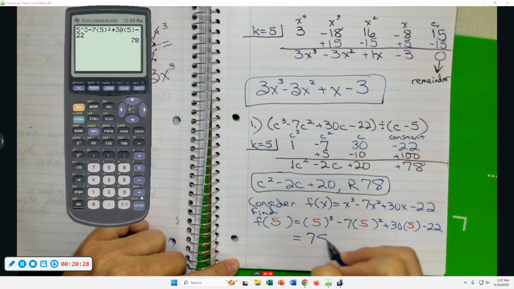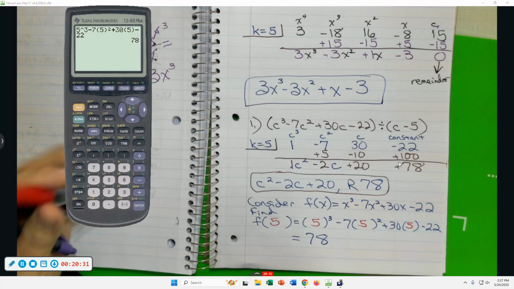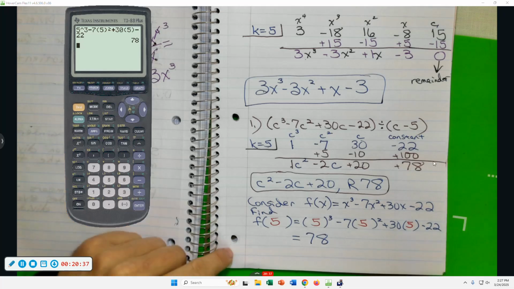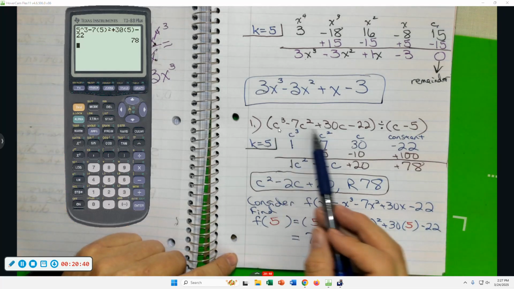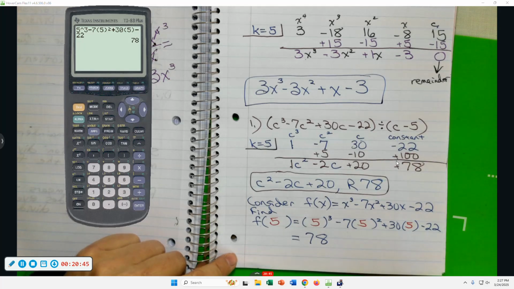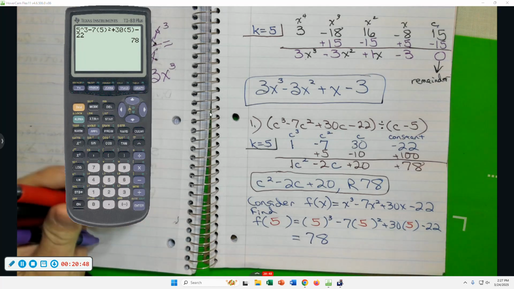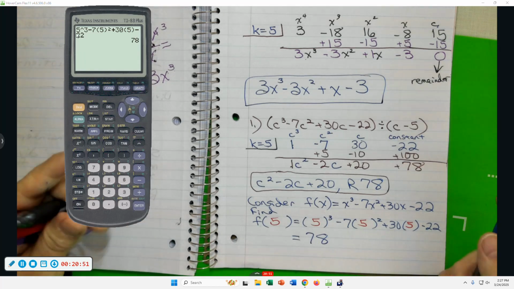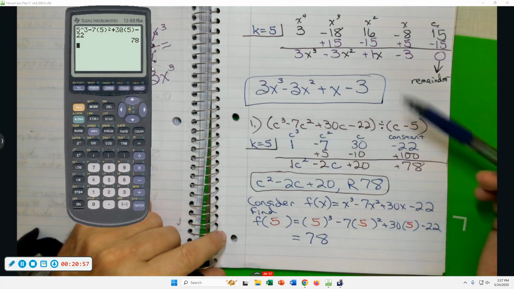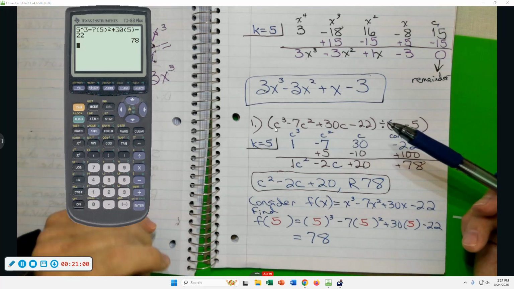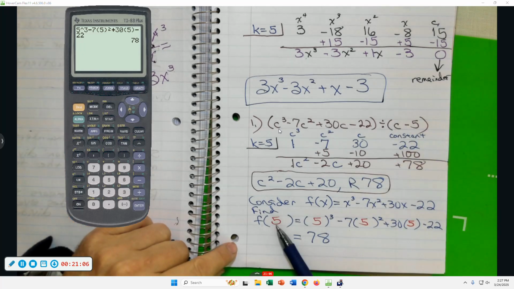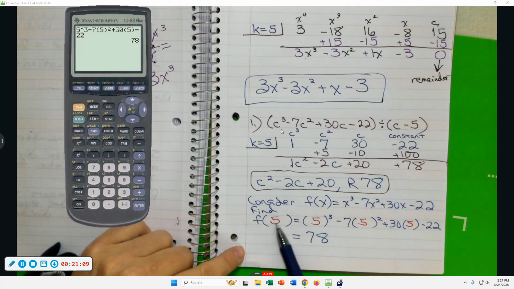78 is familiar. Where do we see 78? It's the remainder. That is not a coincidence. If you plug that k value into the dividend, then you're going to get that remainder, whatever that remainder is. In this day and age, that may not be that significant. With calculators, it's so easy just to plug in messy numbers with exponents and evaluate. But think back to the olden days where students weren't carrying calculators around with them. Maybe they needed to evaluate some algebraic expression at a number.